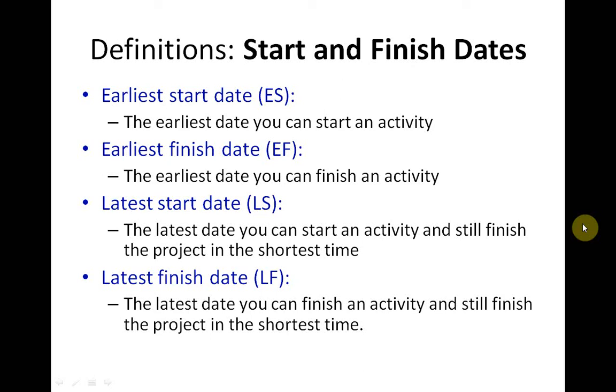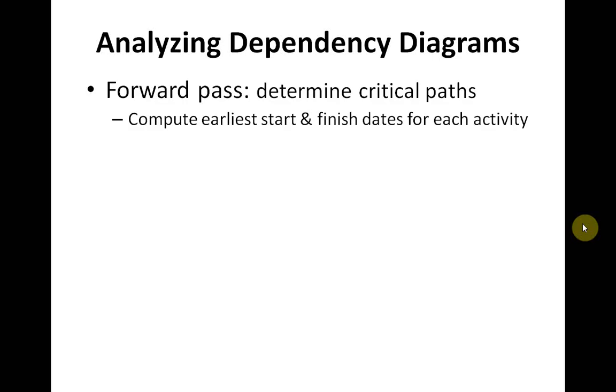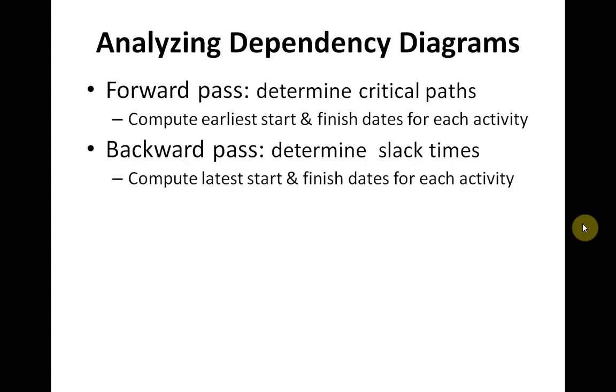We use the 4 dates: earliest start date, earliest finish date, latest start date, and latest finish date to analyze the critical path. And we analyze the critical path through analyzing the dependency diagrams. We use the forward path to determine the critical path through computing the earliest start and finish dates for each activity. And we use the backward path to determine the slack times by computing the latest start and finish dates for each activity.